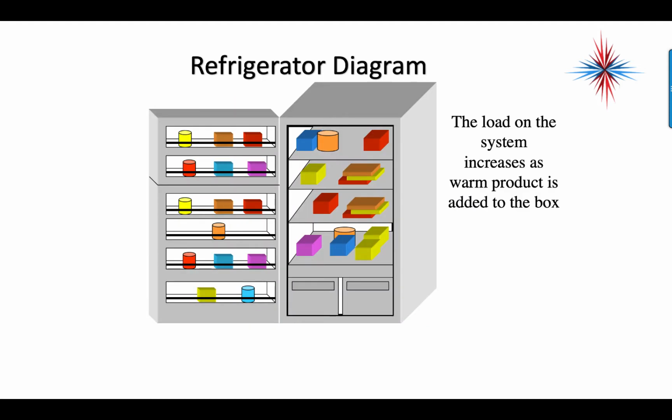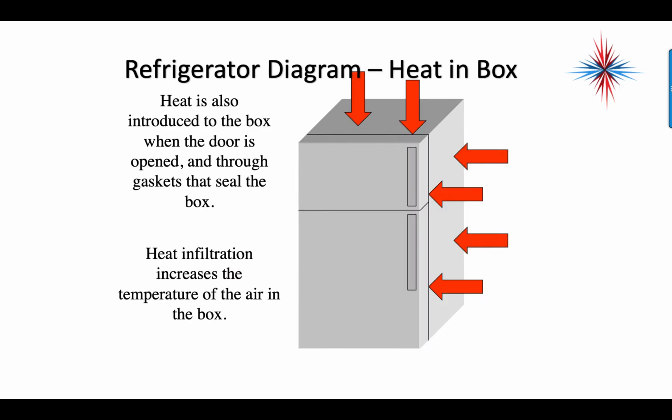So the load on the system increases as warm product is added to the box. Heat is also introduced to the box when the doors open, through the gaskets that seal the box, and heat infiltration increases the temperature of the air inside the box. There's a lot of ways for heat to get into these refrigerators, specifically if they're sitting in an unconditioned space.